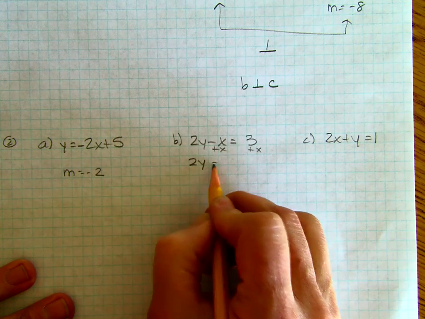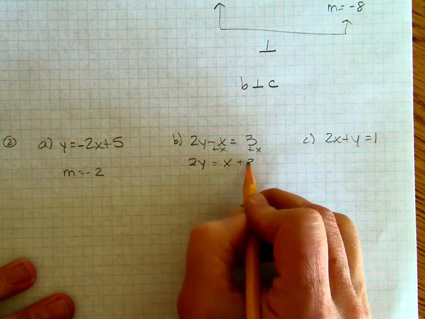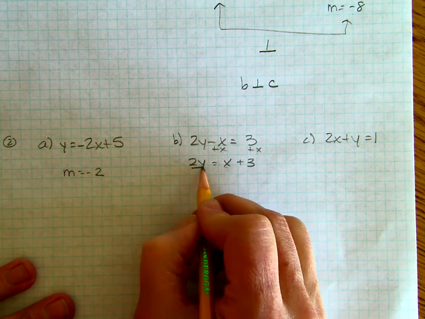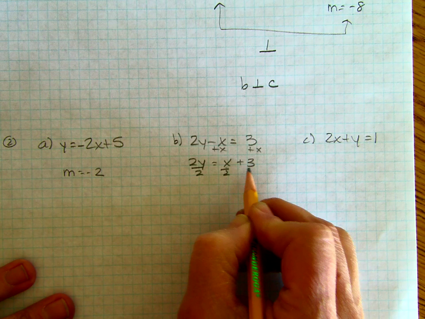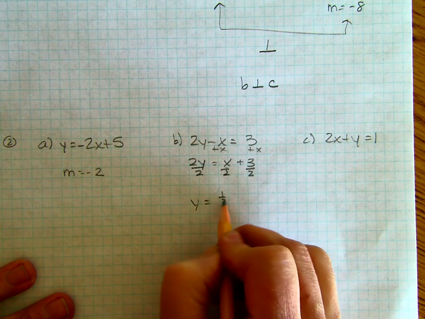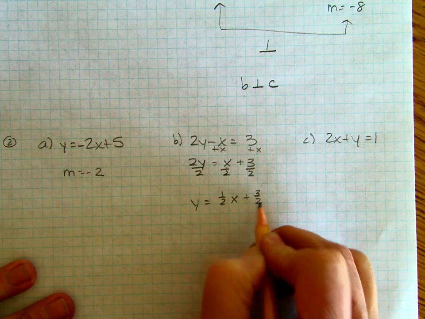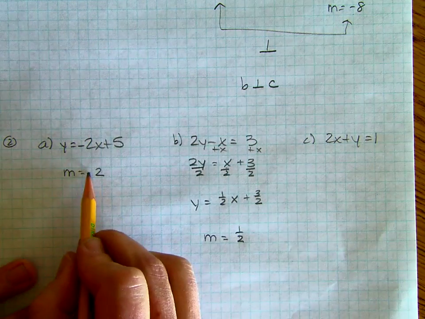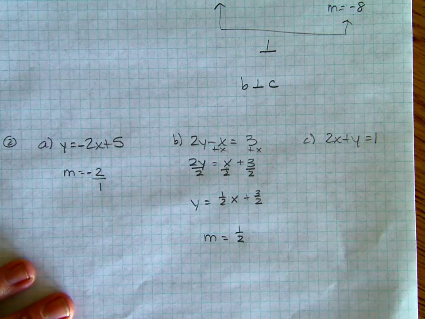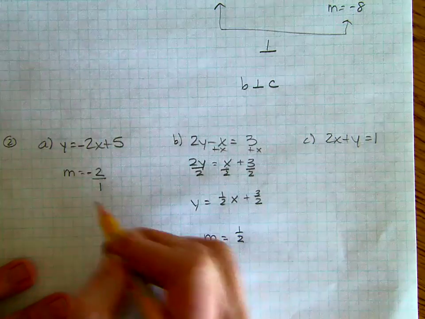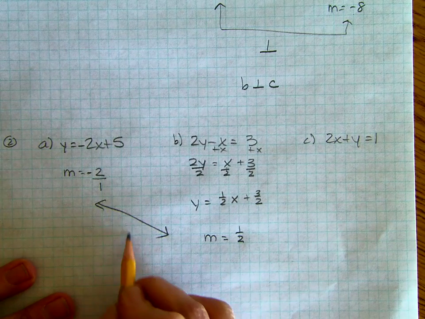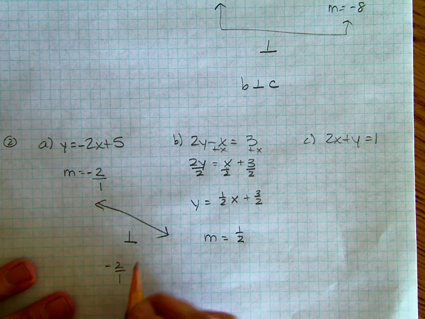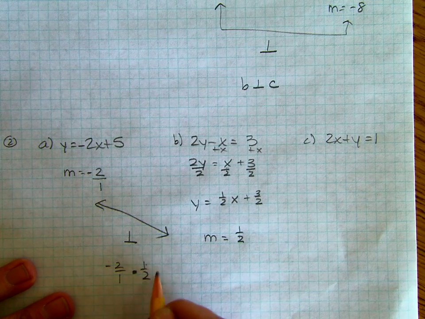For B, the slope is negative 2. I'm going to add to both sides. Y equals x plus 3. I like to keep it in slope-intercept form, put my x term first. I have to divide, so I get y equals 1x plus 3 halves. And this slope is negative 2. Sometimes it's helpful to put it over 1. These two are perpendicular.